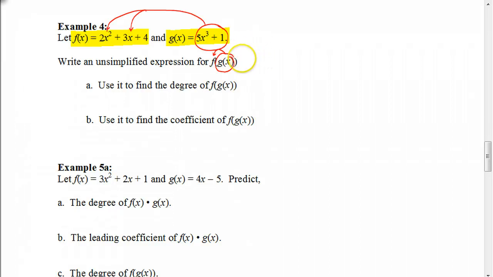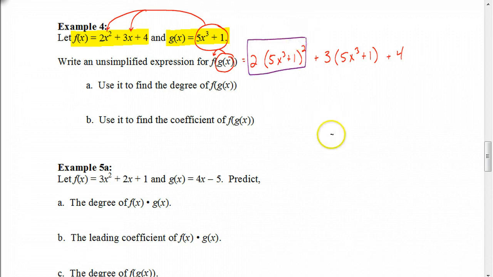So in other words, I would have 2 times x, which is going to be 5x cubed plus 1, that would be squared, plus 3 times my input, which is 5x cubed plus 1, plus 4. So this is the unsimplified expression. Now we want to use that to find the degree of this polynomial when I would actually go through and multiply all these together. Now you're going to get the degree from this piece right here.